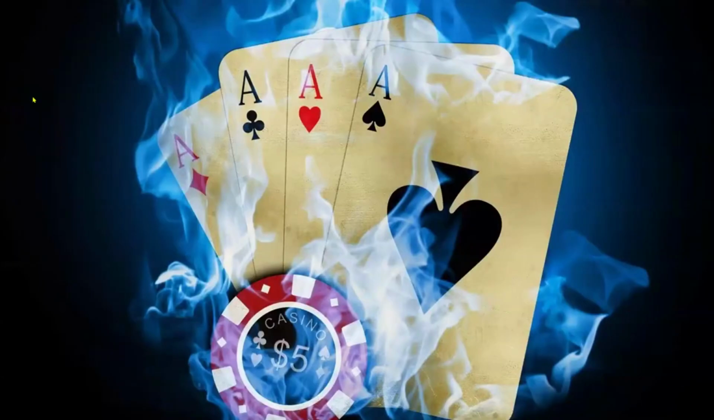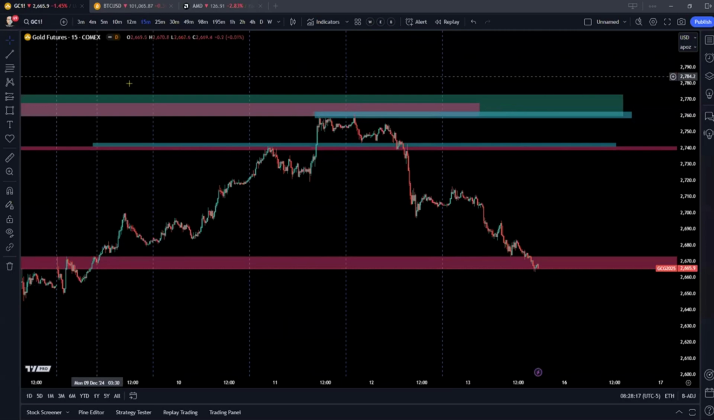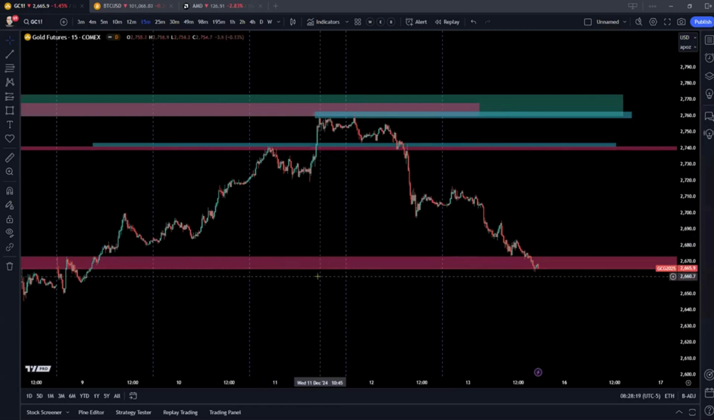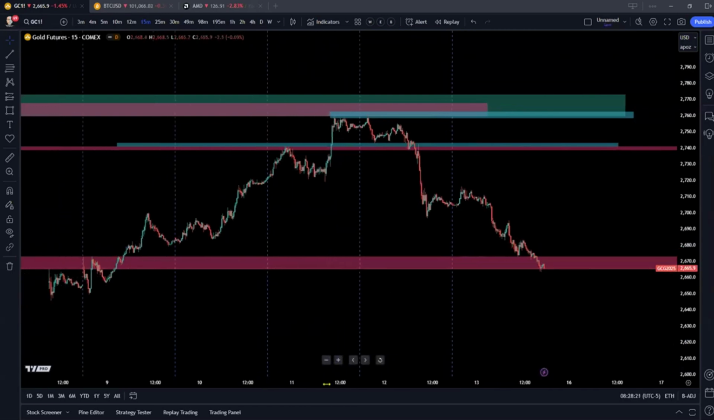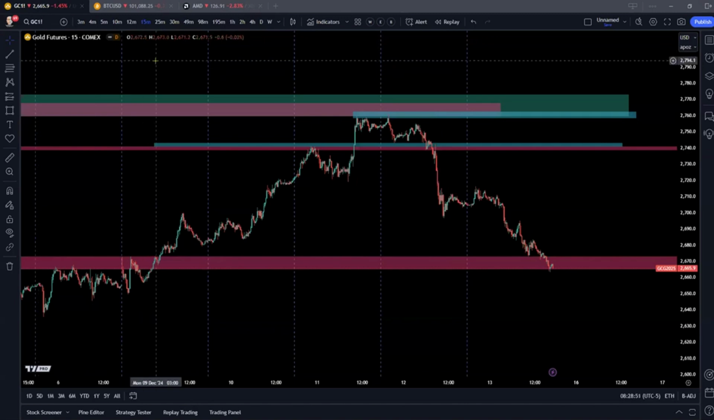Okay. So what I'm going to bring over now is a TradingView chart to begin with. And I've just put it on gold for now. And I want to just remind you of how I put these zones on. These support and resistance zones.